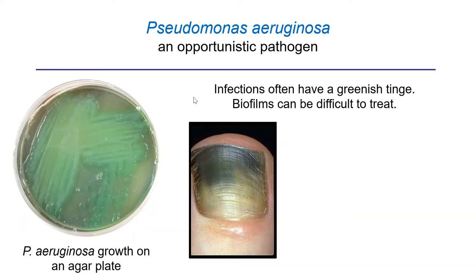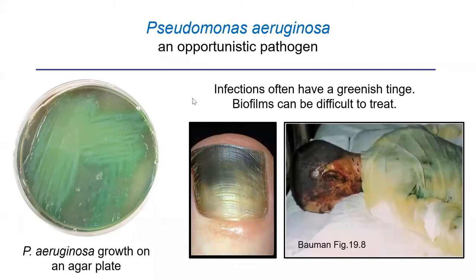And this next photo is a little hard to look at, but I'll show it to you. This man here is a victim of some severe burns. And of course, anyone who's had severe burns, it's life-threatening. One of the reasons why it's life-threatening is it can get infected. And so you can see this guy here has a Pseudomonas infection in his burns. And you can see that it's got that greenish tinge from the biofilm that it's growing in. So very, very hard to treat.